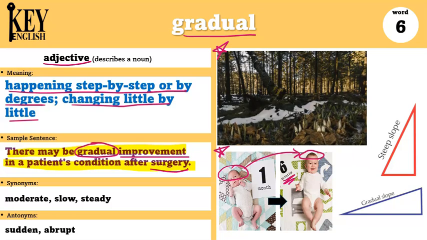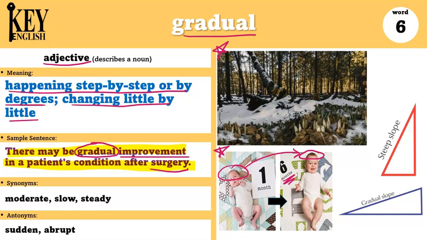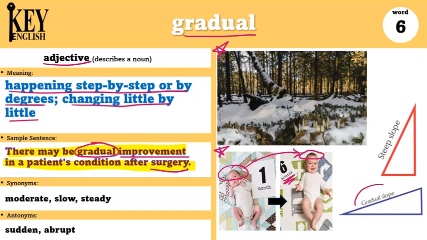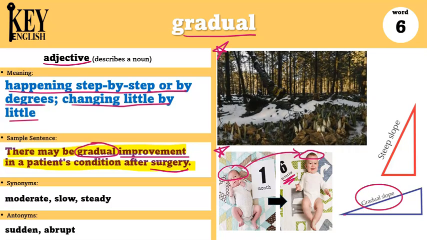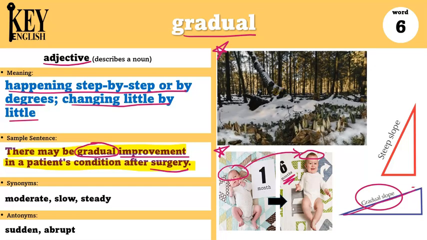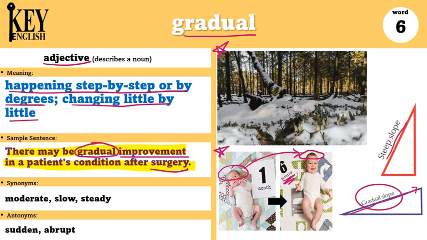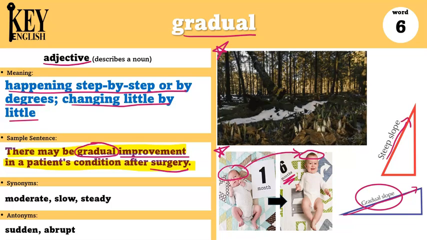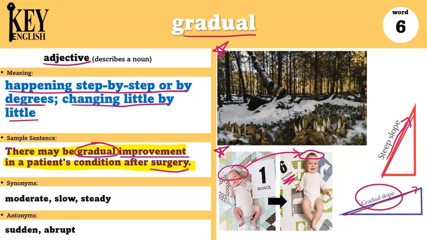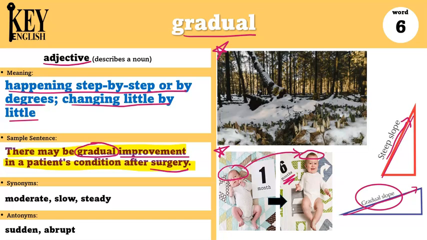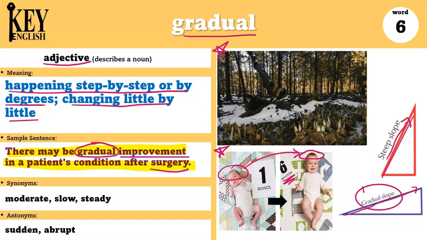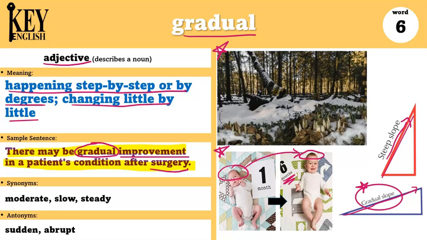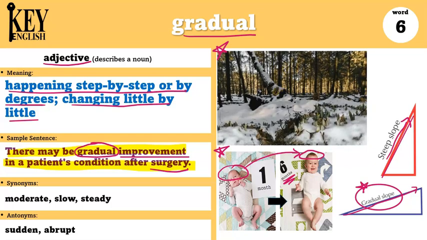And a lot of times we talk about usually a road or a mountain having a gradual slope. So here, this blue one, it goes up slowly. But this red one here, this is a steep slope. So it goes up very quickly. So when you're going hiking, if you're not very good at hiking, you might want to find a mountain that has a gradual slope instead of a steep slope.